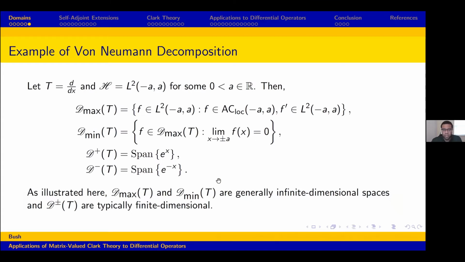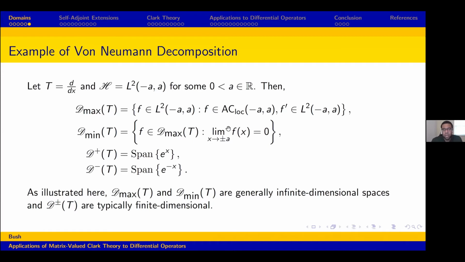To give you a concrete example of what some of these things are, let's go back to the expression from the motivation slide, the first derivative, and let's look at the underlying Hilbert space, L2 of an interval symmetric about the origin. Then we have the following for our various domains. So the maximal domain is going to be the set of functions on which it makes sense to talk about a derivative, and where the derivative will map back into our underlying Hilbert space. Our minimal domain is going to be the functions in Dmax, because this is a subset of Dmax, that go to 0 at the endpoints.